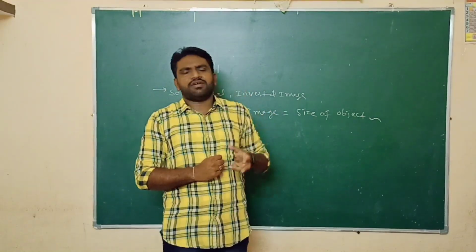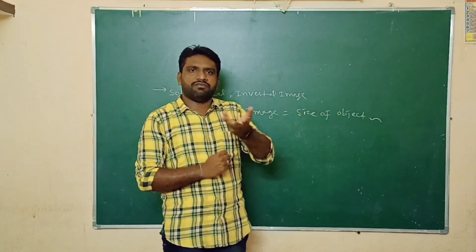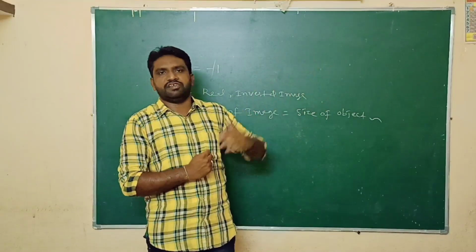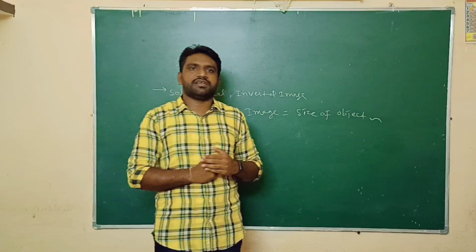And we need to draw one diagram for the real image and for the virtual image: a concave mirror and a convex mirror diagram. You have to draw that, with the object placed at infinite distance. And next, you should give one example for a real image as well as a virtual image.